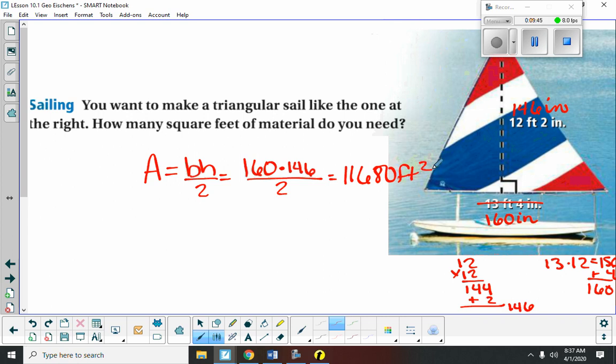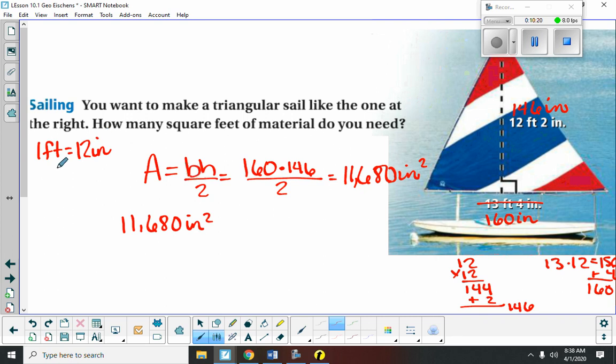Oopsie, that was not feet squared. Those were in inches. Let me erase that. Now, we typically would not want a number that large in inches squared. We would want to convert it to feet. So I want to show you how you use unit multipliers to convert. We're converting square inches. Now we know that in 1 foot, there are 12 inches.